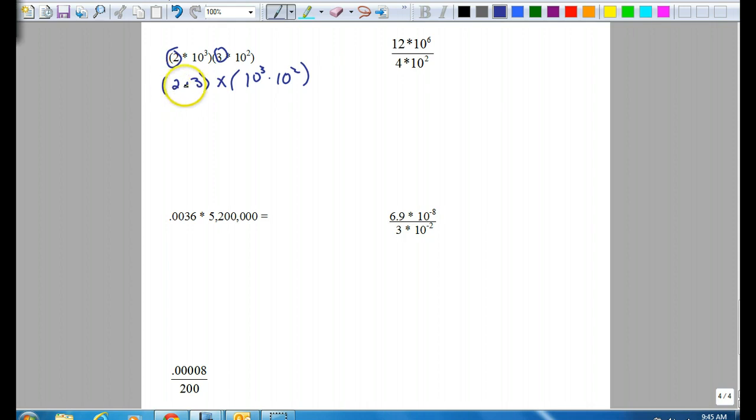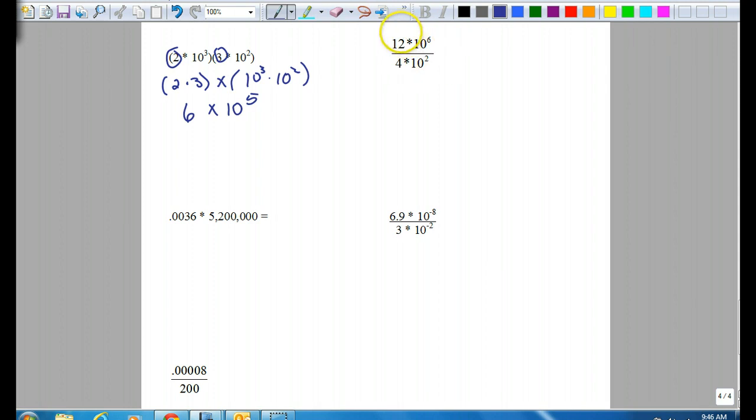All right, so 2 times 3 is 6. And then when I'm multiplying exponents, what am I going to do with these 2 exponents here? I'm going to add them. So this will be 3 plus 2, or 5. All right? Same is true for this one.